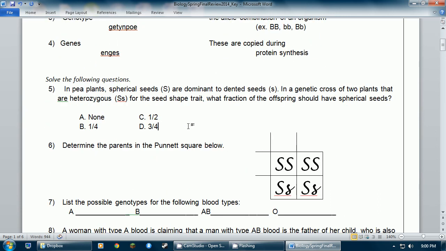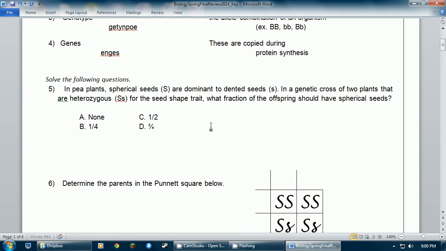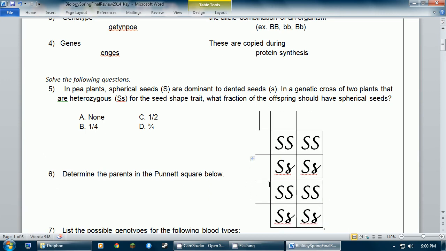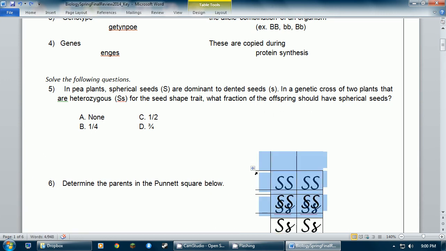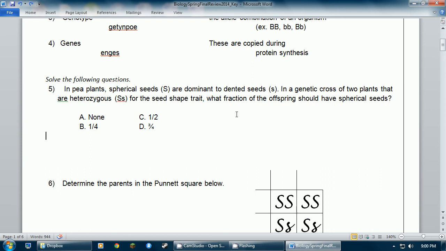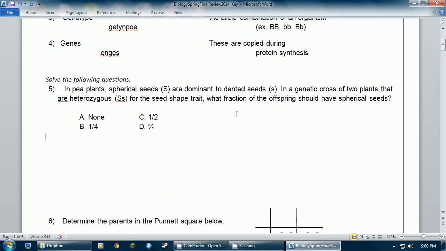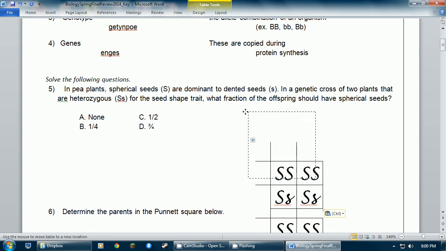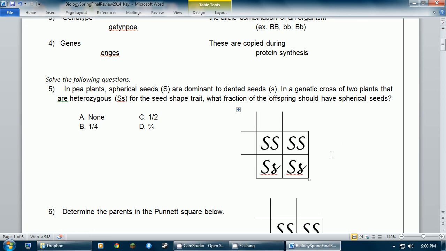Okay, number 5, you have pea plants. Spherical seeds are dominant to dented seeds, which are recessive. It says in a genetic cross of two plants that are heterozygous... Let me see if I can fix this so it doesn't mess everything up. A little bit more room. Okay, there we go. So if we erase this, make this heterozygous, we're going to make each parent heterozygous.